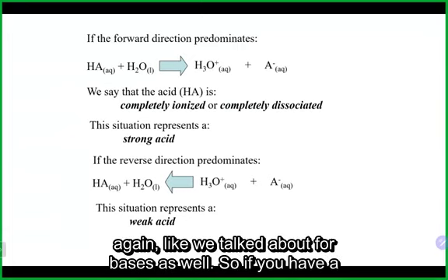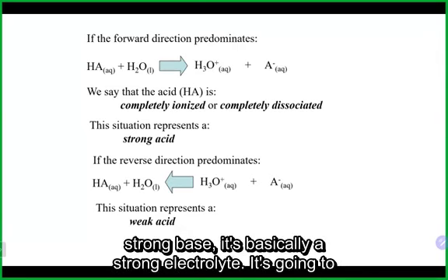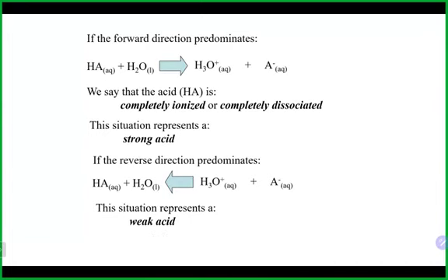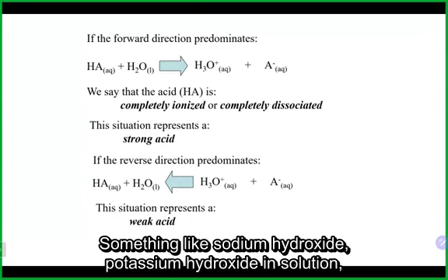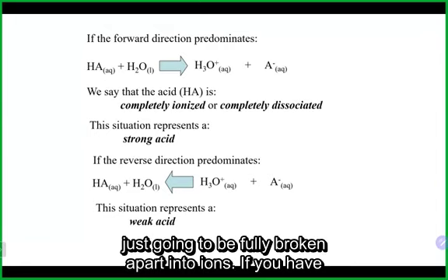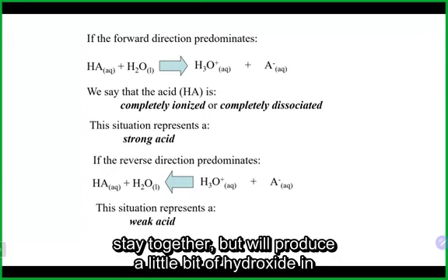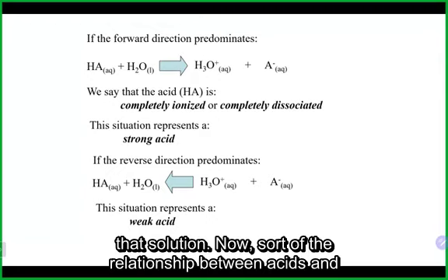And this also goes, like we talked about, for bases as well. So if you have a strong base, it's basically a strong electrolyte. It's going to completely break apart. It's not going to stay together. Something like sodium hydroxide, potassium hydroxide in solution, just going to be fully broken apart into ions. If you have something like a weak base like ammonia, it's going to mainly stay together, but will produce a little bit of hydroxide in that solution.